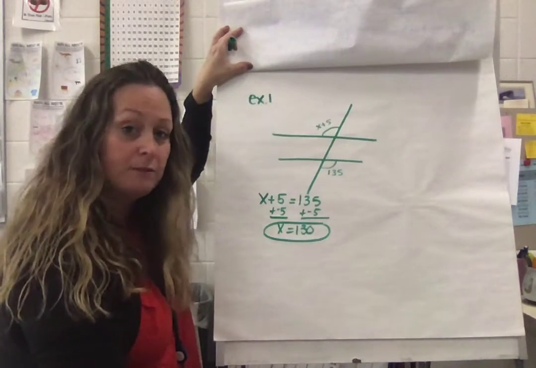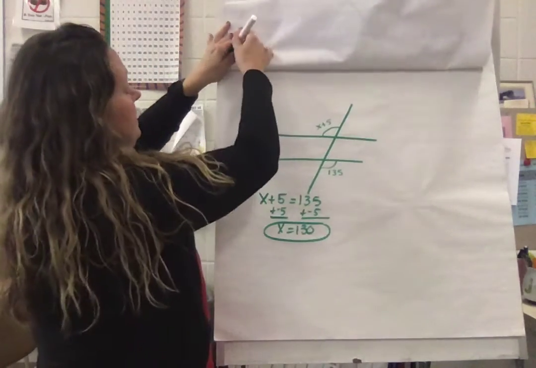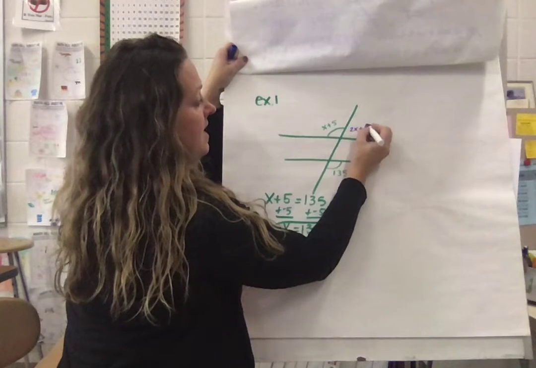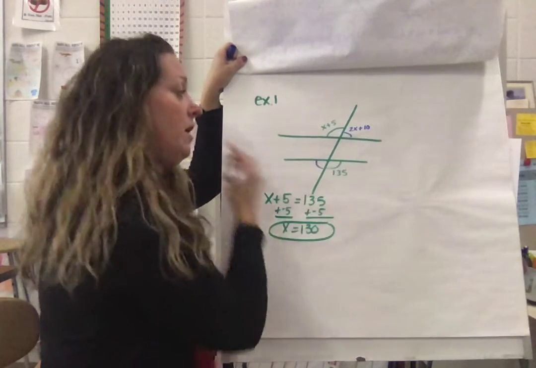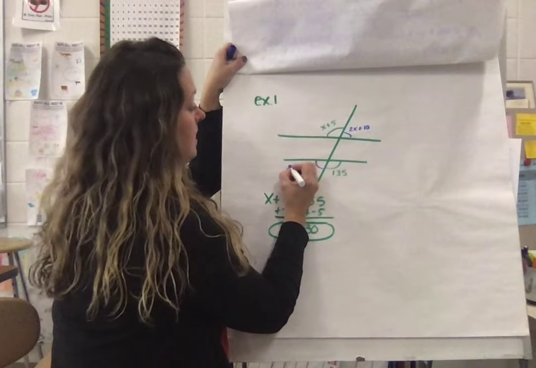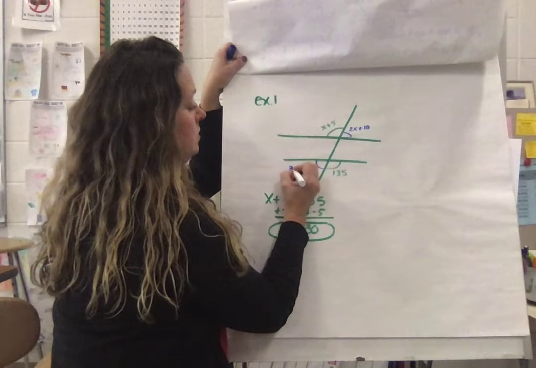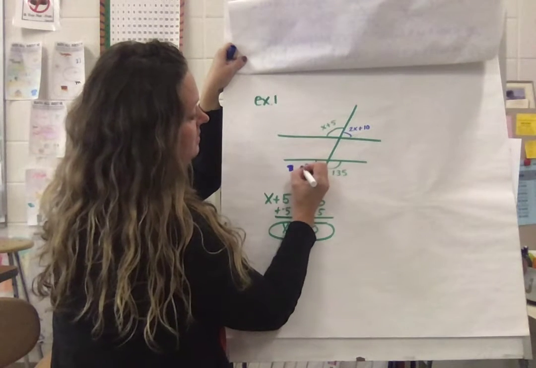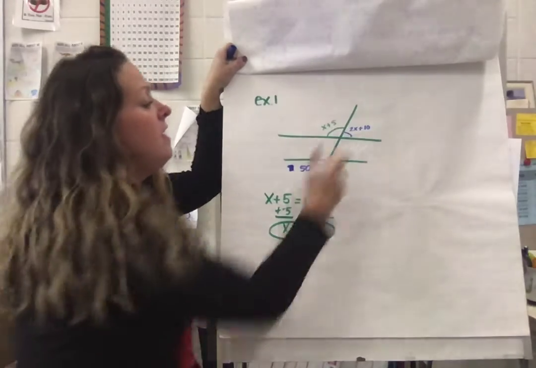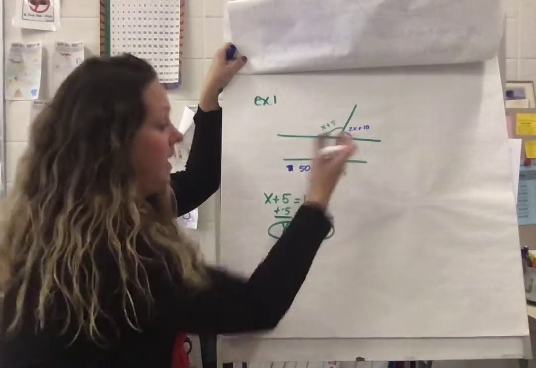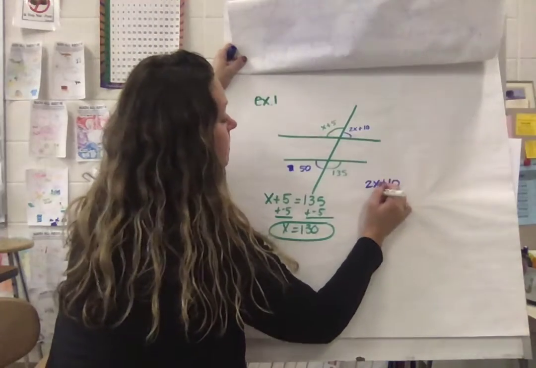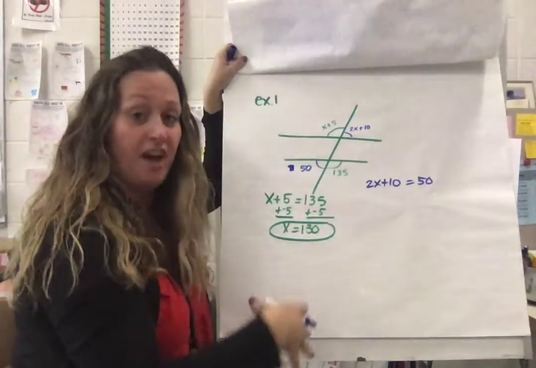And x is 130. If I were to say that I am now solving for y, and I have 2x plus 10 here, and over here I have, let's say, 50 degrees. Those are alternating exterior. I know that they're equal. I set them equal to each other using an equation. I solve to find x.